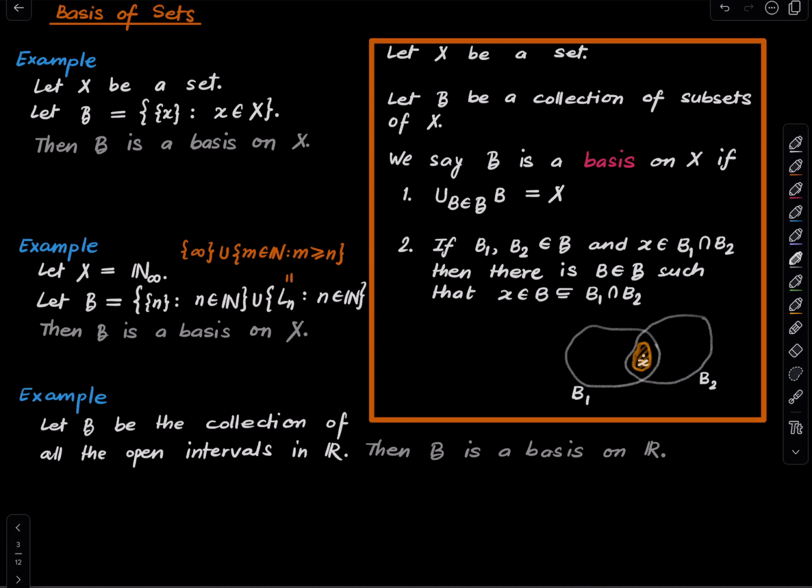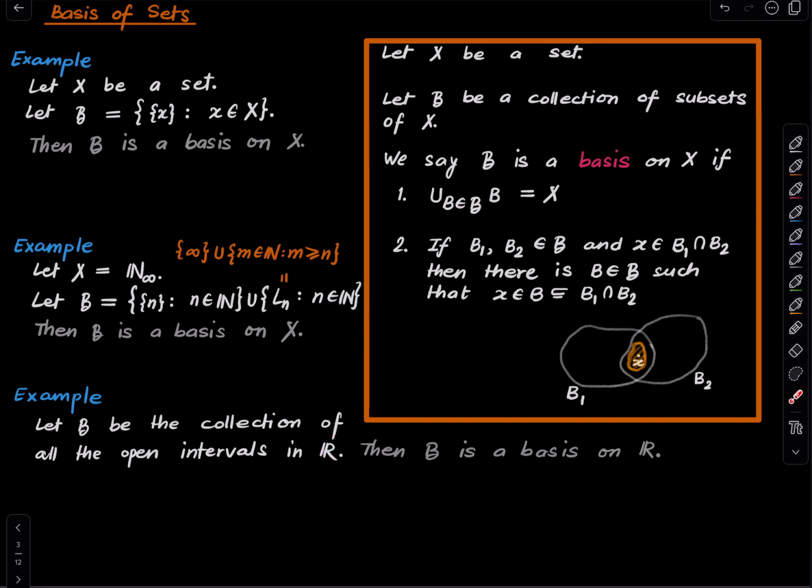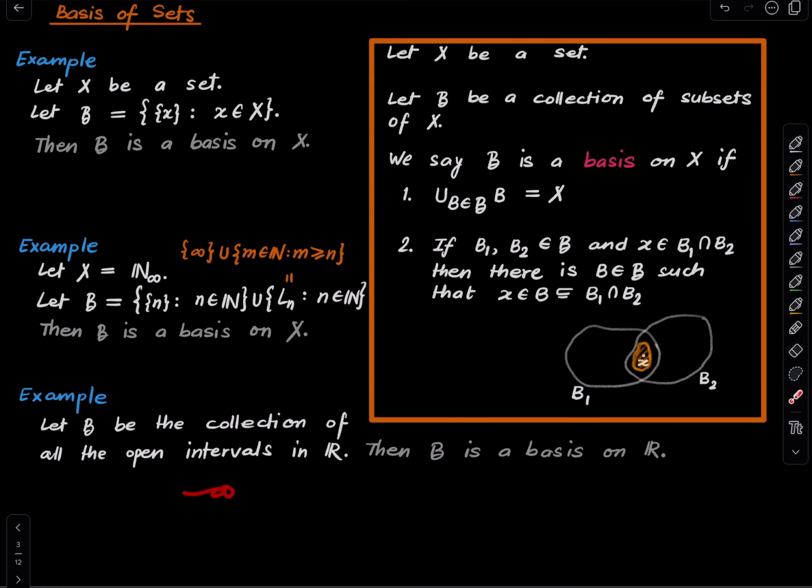Why is that? The first condition I'll leave to you to check. Well, the entire set of real numbers is an open interval, in fact, and this is nothing but all of real numbers. This is trivially satisfied. What about the second condition?